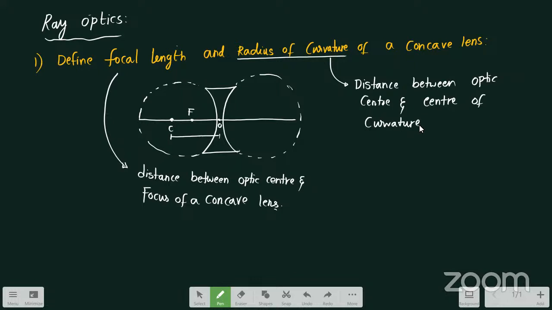So this is another important question from this chapter. The first important question from this chapter, what is that? Define focal length and radius of curvature of a concave lens. So what is the definition for focal length? The distance between focus and optical center of a concave lens is called focal length. And the distance between optical center and center of curvature is called radius of curvature. Let us move on to the next question.